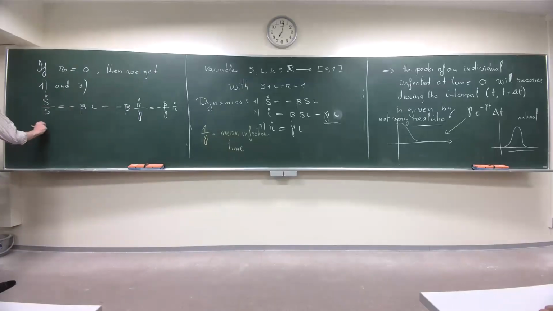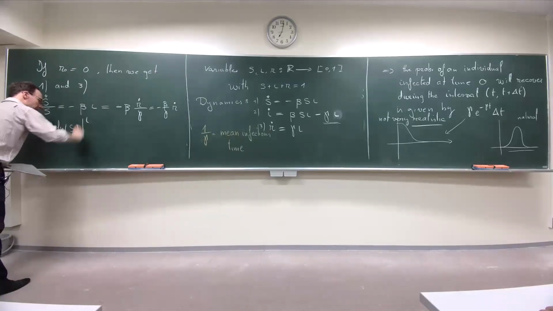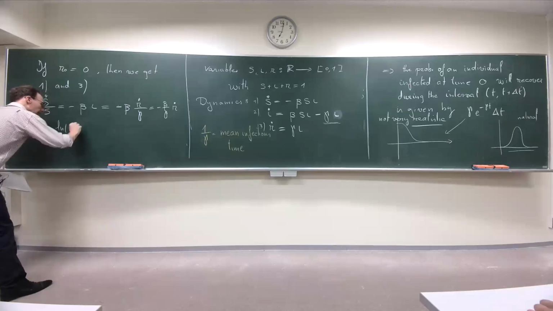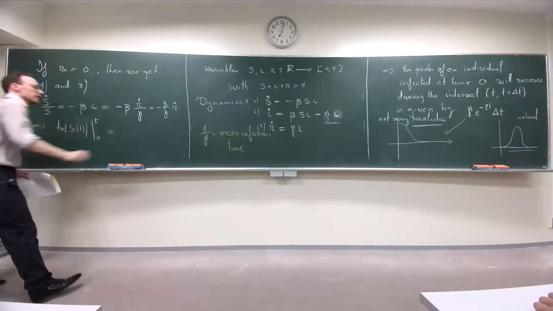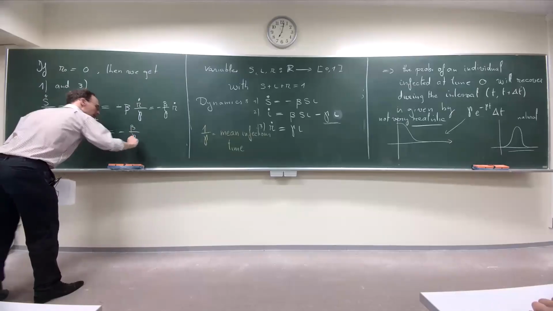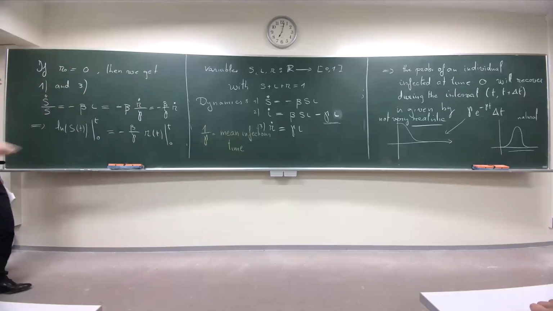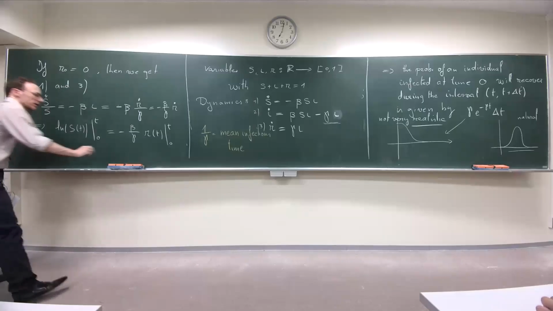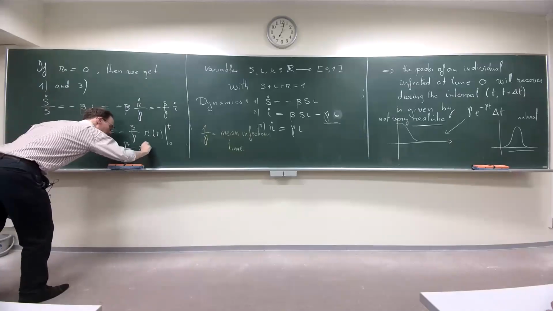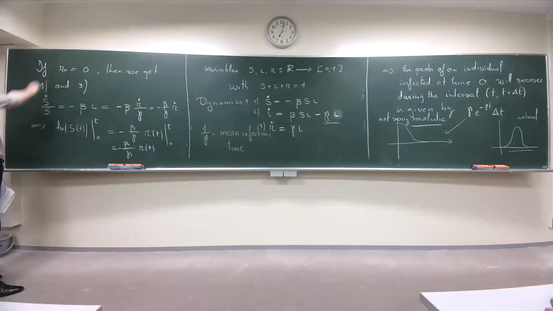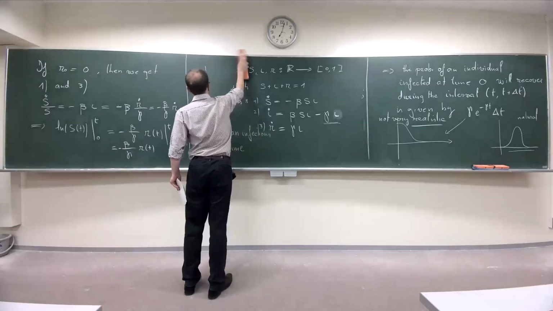But I can integrate this equation. I get that the logarithm of S of t, evaluated at t and at 0, is minus beta over gamma times R of t evaluated at t and at 0. I just integrate on both sides. But look, this is equal to minus beta over gamma R of t, because of my assumption that nobody has already recovered at time 0. And now I can take the exponential on both sides.